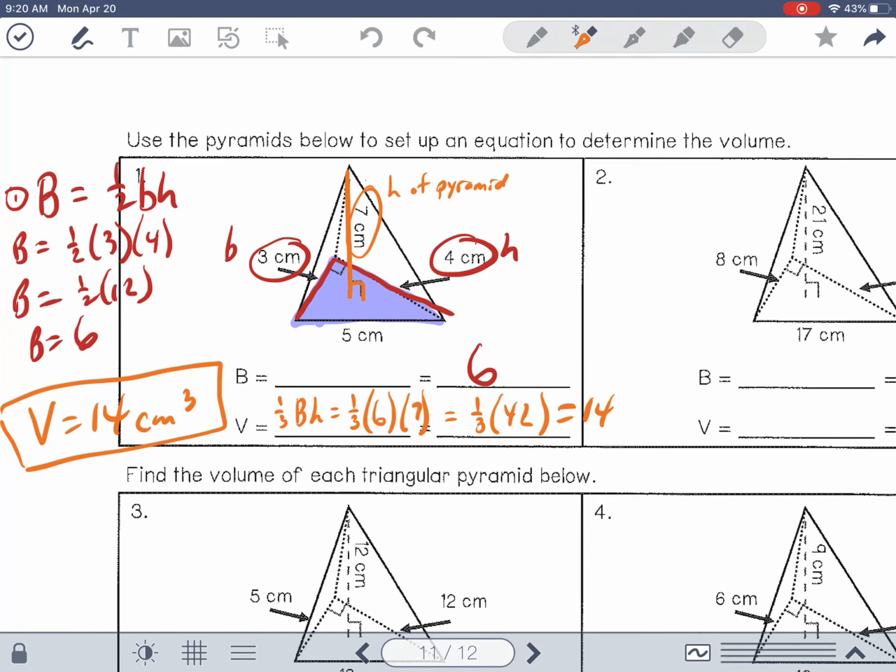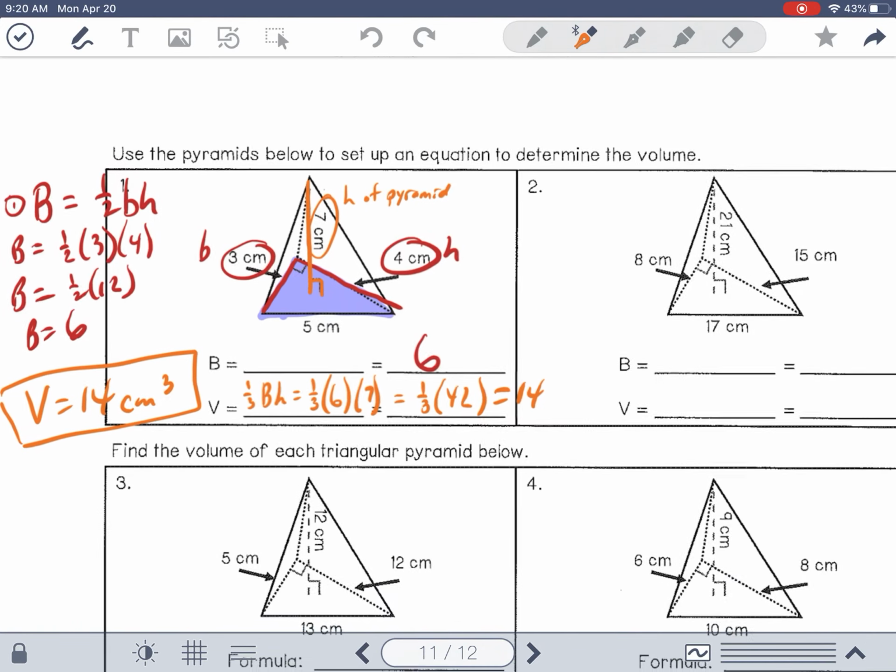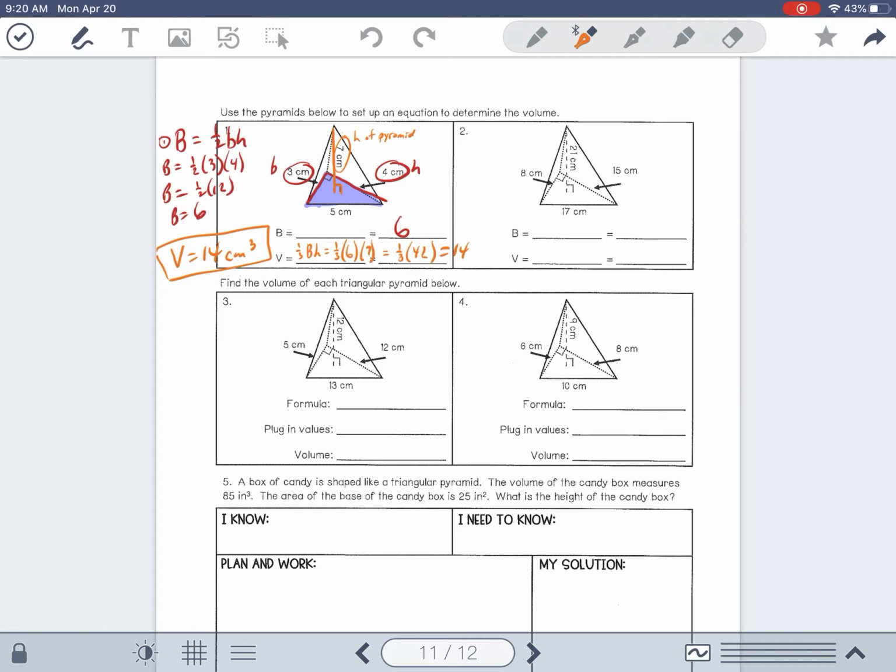Take a quick snapshot. Okay, that's all of our examples. That's all of our volume problems. That finishes up video number 6 for this week, and we have one more, and we'll be done for the week.